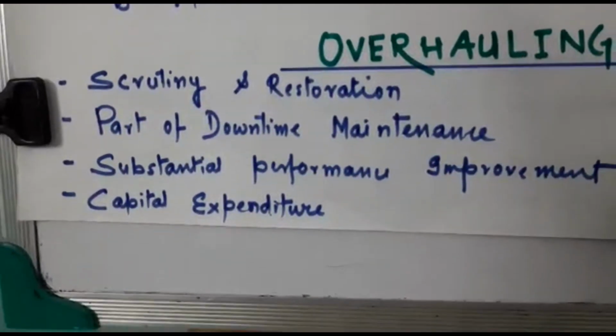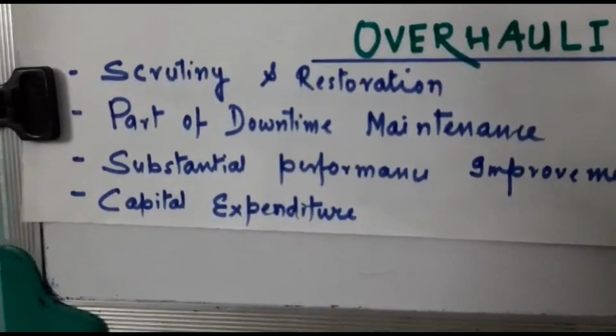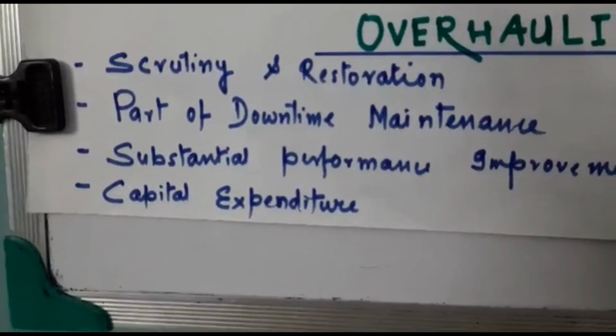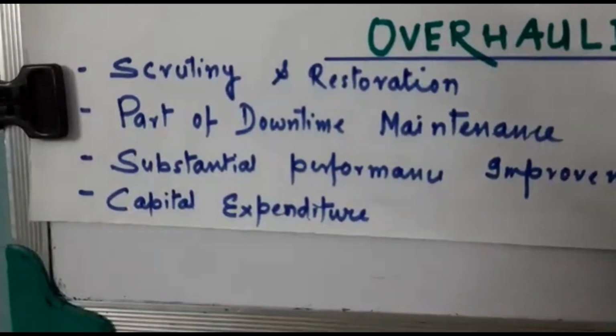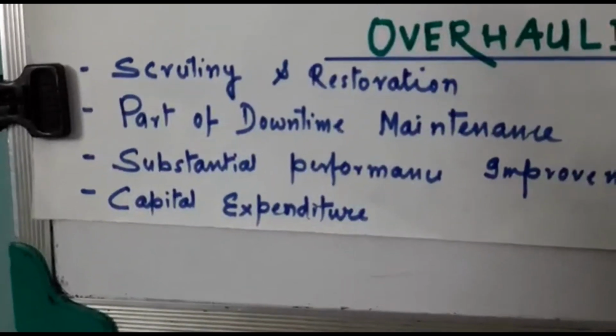Now, it is a part of downtime maintenance. Why is it called a part of downtime maintenance? Because during the overhauling process, the equipment or system is taken out of operation as per predetermined schedule and program.